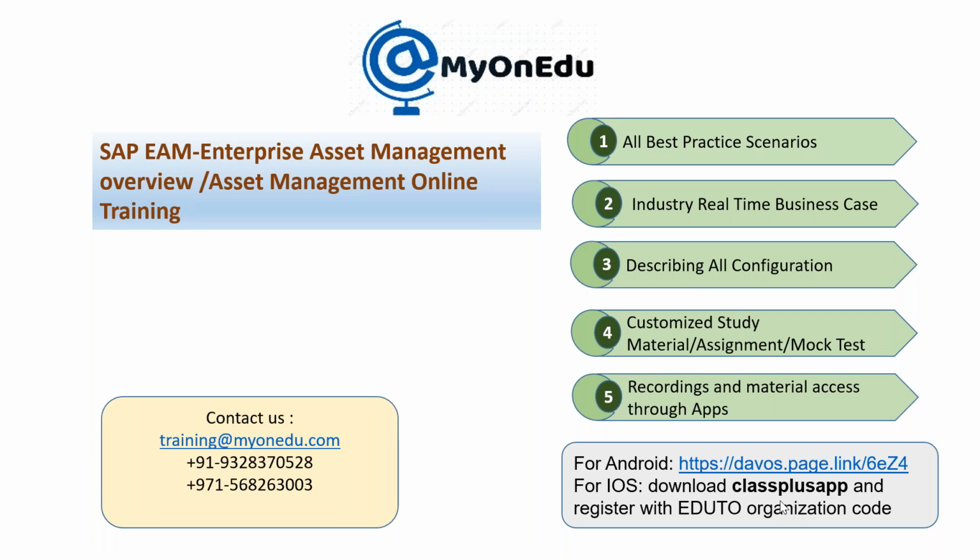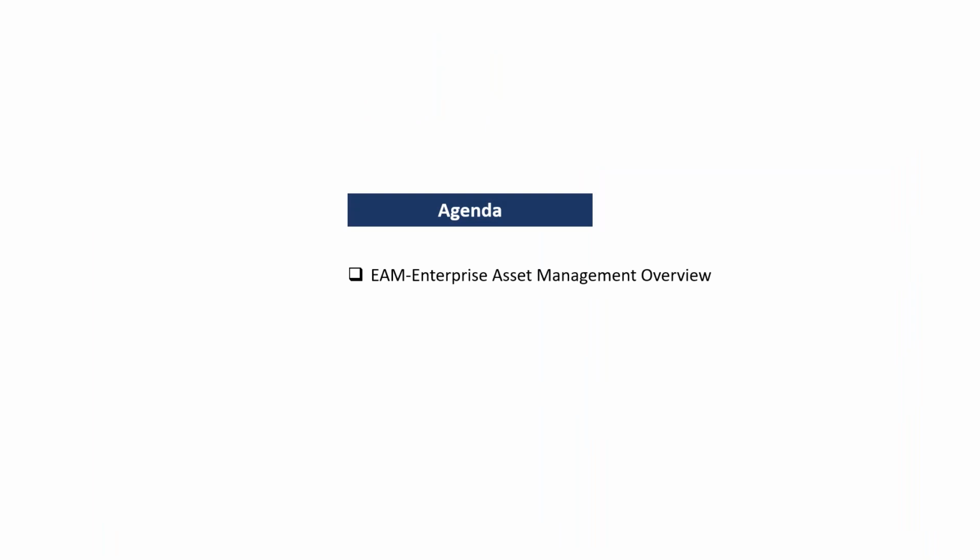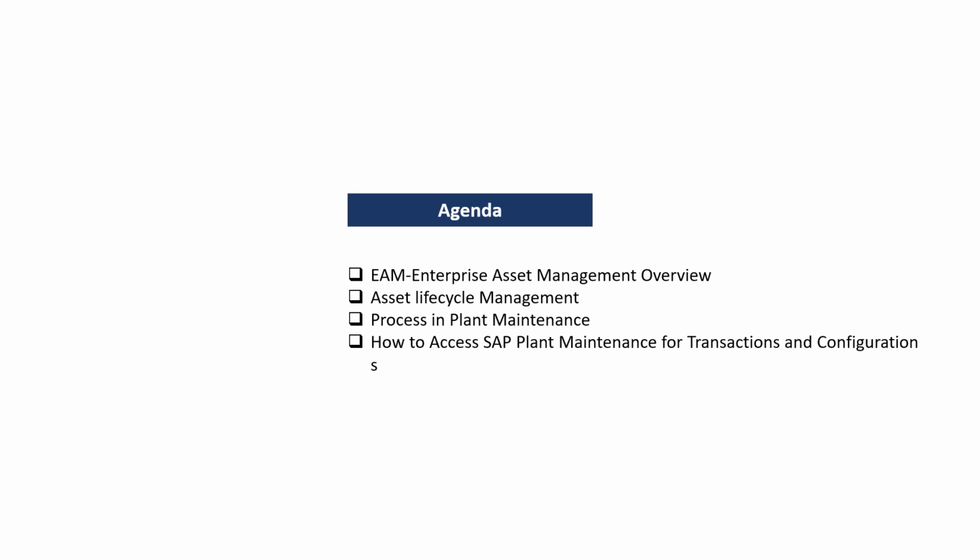So here, let me start. What is the agenda for this session today? First, I'll explain the concept of enterprise asset management, EAM. Then I'll explain asset lifecycle management. Then I'll explain process and plant maintenance. Then I'll take you through how to access SAP plant maintenance for transactions and configuration. When you are going to access the SAP system to perform the transactions or the configuration, there are different ways. I'll explain that process.